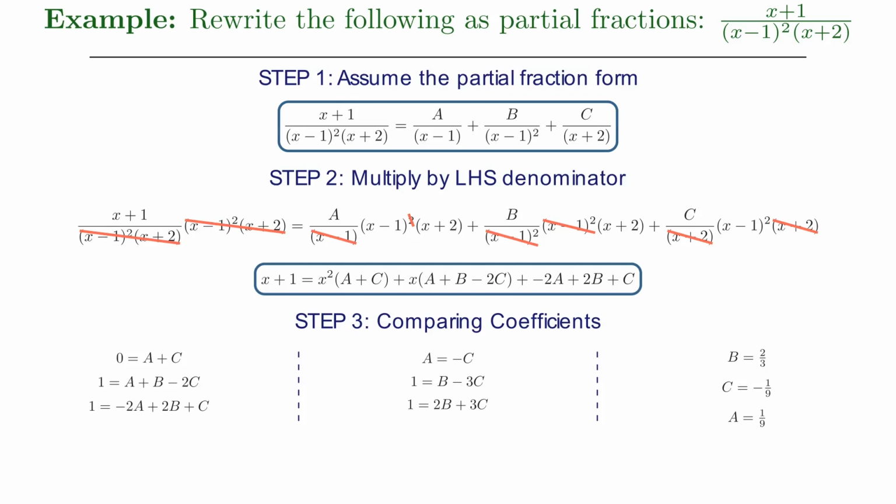Having found the values for A, B and C, I can now put these back into the assumed partial fraction form. This gives me (x + 1) over (x - 1)^2 (x + 2) equals (1/9) over (x - 1), plus (2/3) over (x - 1)^2, minus (1/9) over (x + 2).